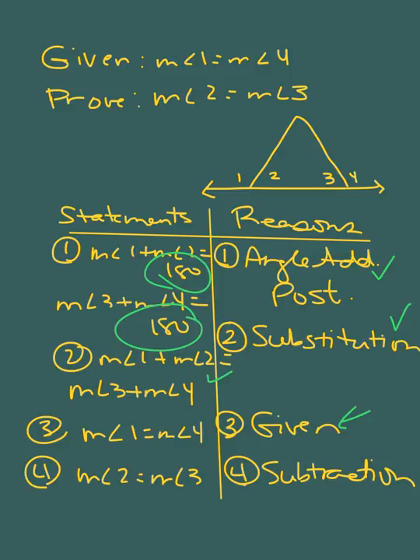In step number 3, now here is where my given is, and I'm going to move it down there so that I can get to step number 4 a little easier. I said 1 is equal to 4, so if I look back at step number 2, if I simplify that and cross off angles 1 and 4 as if I'm subtracting, I would be left with measure of angle 2 on the left-hand side is equal to the measure of angle 3 through subtraction.